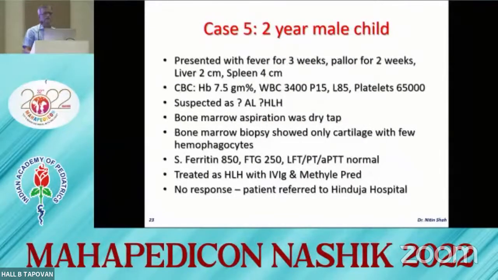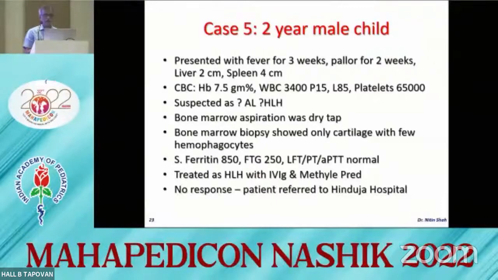All right, the second last case, before I will end with the last case, which is even more interesting. Case 5 is a 2-year male child presented with fever for 3 weeks, pallor for 2 weeks, liver 2 centimeter and spleen 4 centimeter. Now this child's CBC shows hemoglobin of 7.5, which is low.